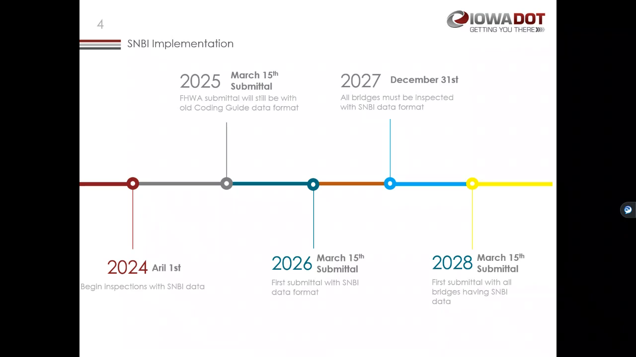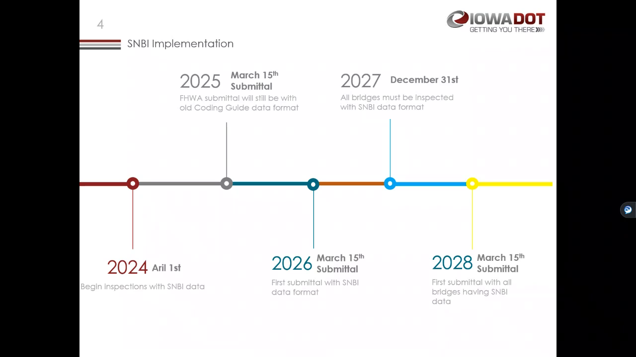In March of 25, next year's submittal, Federal Highway really isn't ready to accept the SNBI data yet. So we're still going to have to submit the old NBI data. And I'll discuss that a little bit as I'm doing the demo in SIMS. But that doesn't stop us from starting the SNBI inspections before March of next year.